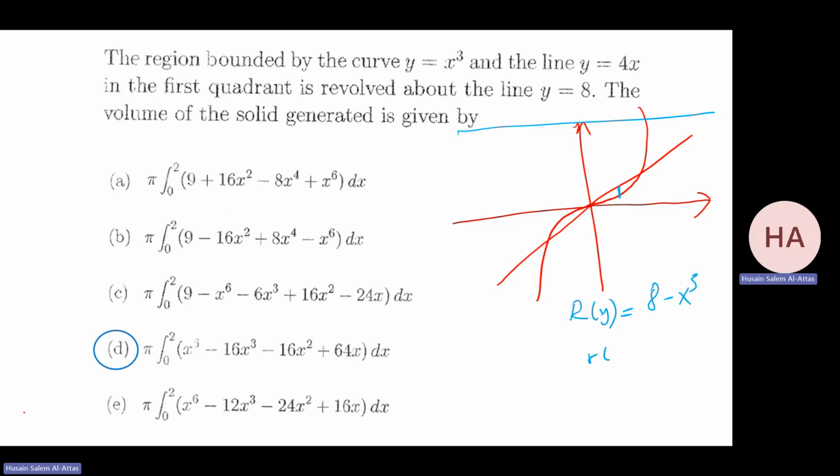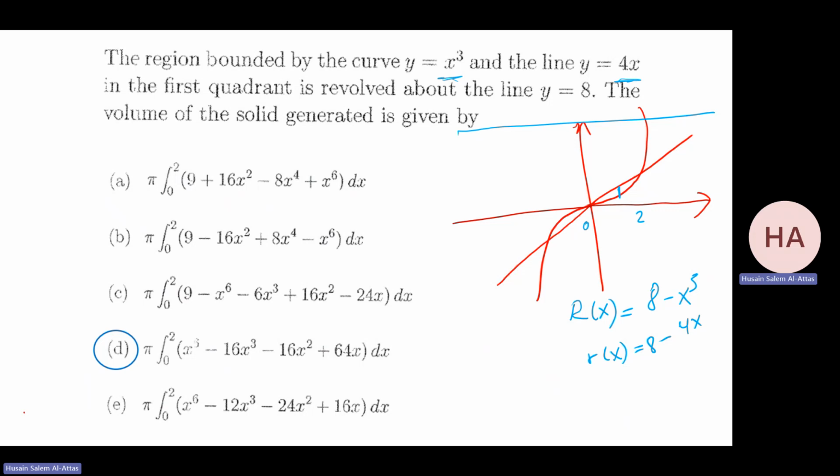And the inner radius, in terms of x, will be 8 minus 4x. Okay, from where to where? From 0 to 2. You can equate them or you can see it very clear. This is 8, this is 8. So they intersect at 0 and 2.